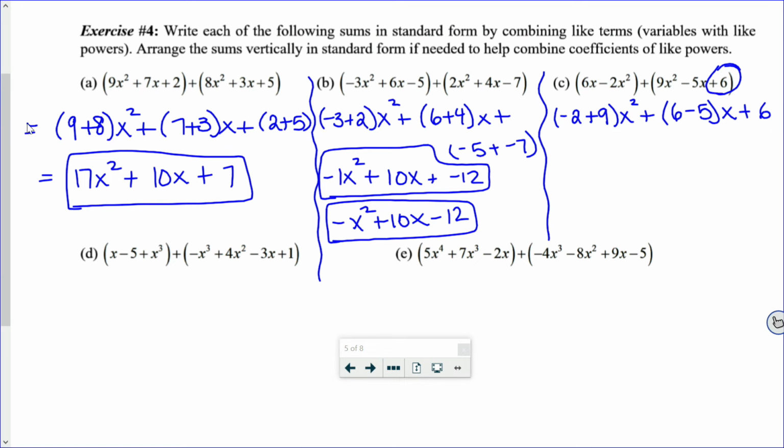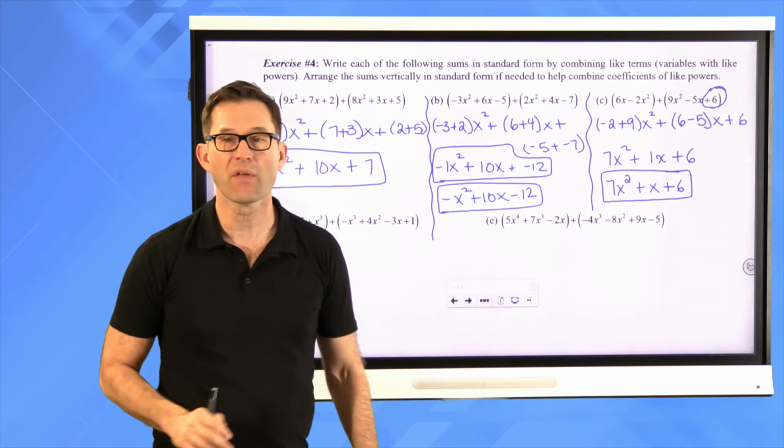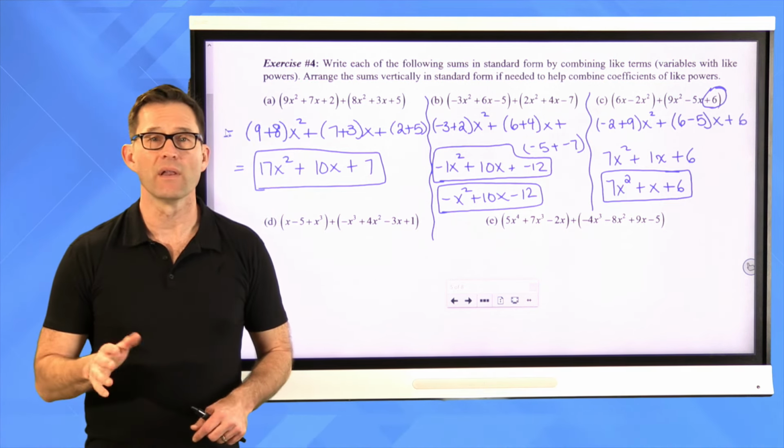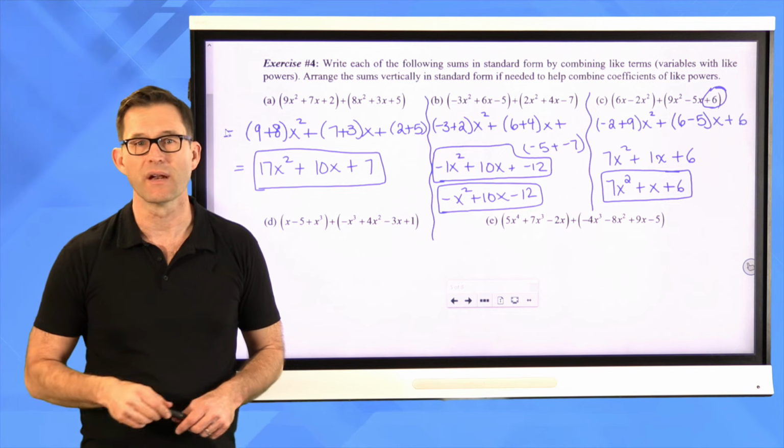So at the end of the day, negative 2 plus 9 is positive 7, x squared. 6 minus 5 is 1 times x, and then plus 6. And again, just like we had that last problem, instead of having plus 1x there, we tend to just put plus x. We tend not to put 1x. Again, nothing technically wrong with putting plus 1x, but you won't likely see it in a multiple choice kind of scenario.